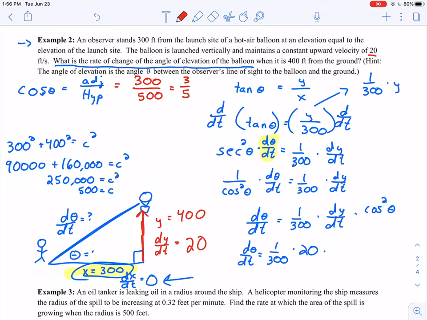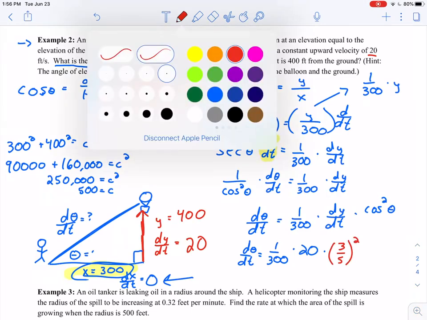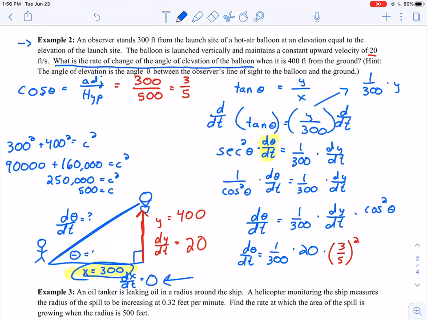So cosine of theta is 3 over 5, so we can multiply this by 3 over 5 squared. And then at this point, we've got everything we need. So 1 over 300 times 20 times 3 over 5 squared. You could get a fraction or a decimal. It's up to you. I'm going to go ahead and get a decimal here because this video's already been pretty long. So times 3 over 5 times 3 over 5. I will end up with 0.024. What are my units here?